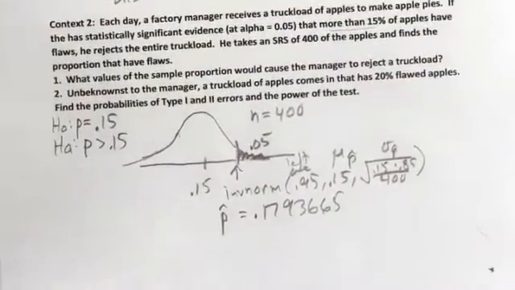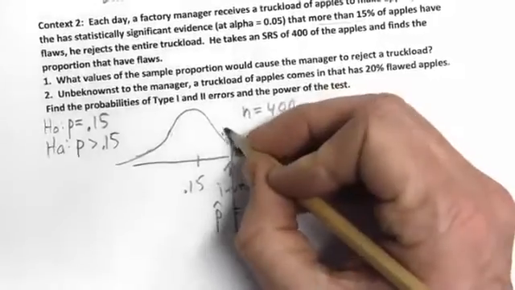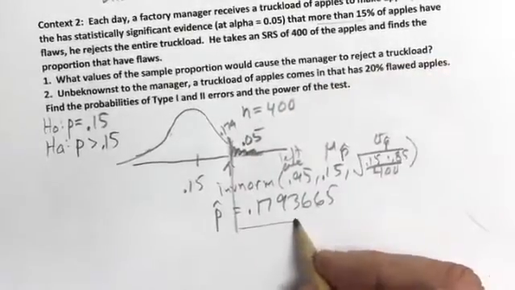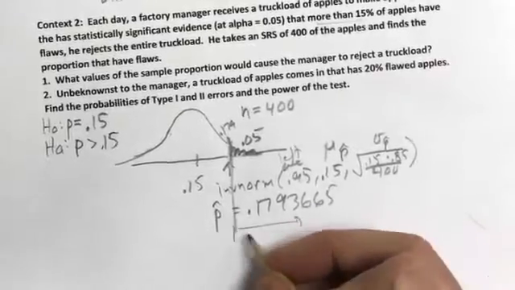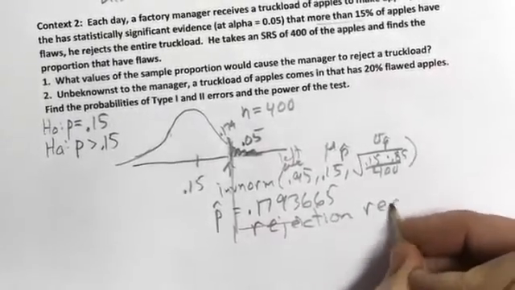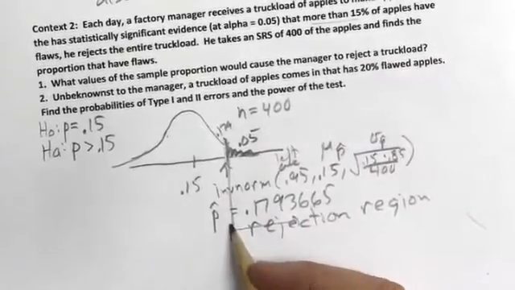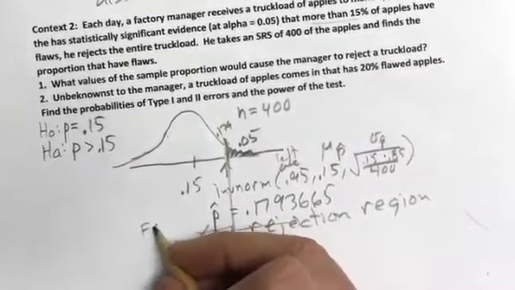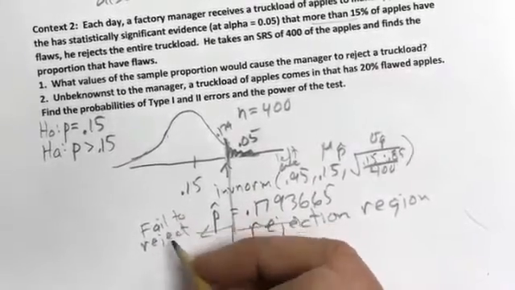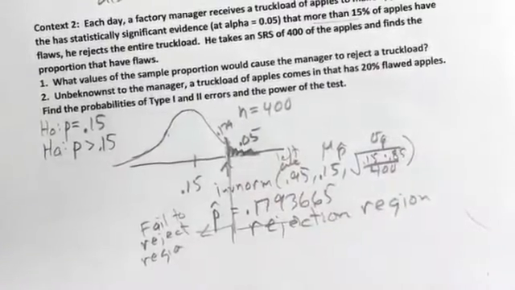So anything above that value right there, about 0.179, anything greater than that, and we're rejecting the whole truckload. So this is what is known as our rejection region. Any p hat above that value is in it, and anything below this, we call our fail to reject region.